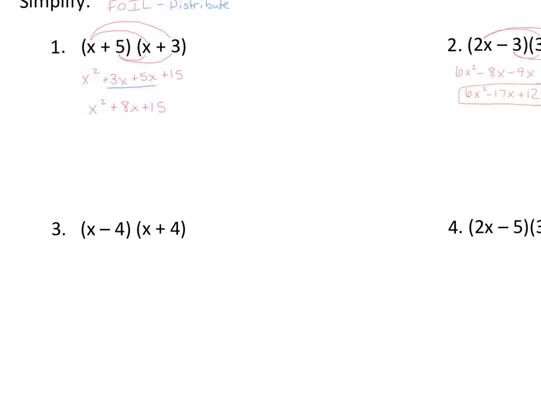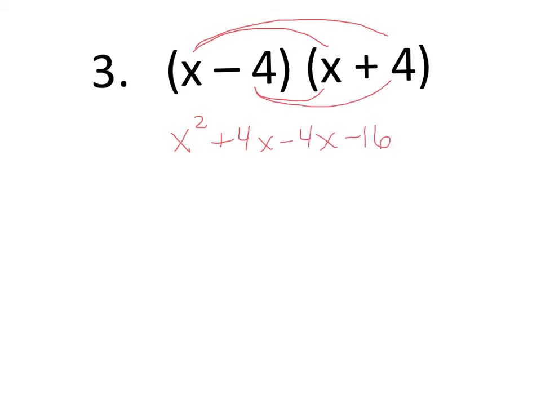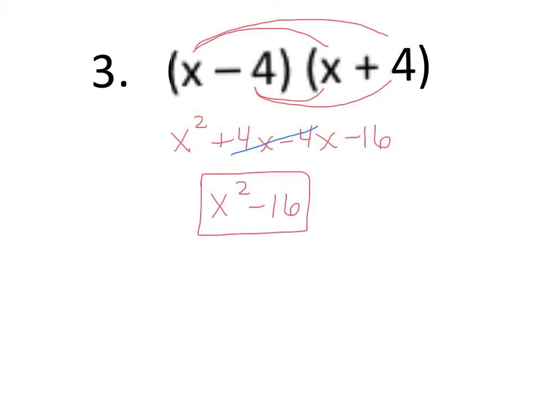All right, example 3. Still FOILing. So I'm going to take x times x and get x squared. X times 4, 4x. Negative 4 times x is negative 4x. And negative 4 times 4 is minus 16. Again, I'm going to combine the middle here, but when I combine the middle, I have a positive 4x and a negative 4x. So in this case, these are going to cancel out. And my final answer is just going to be x squared minus 16. So the middle canceled out.